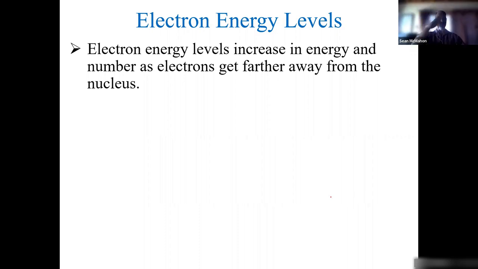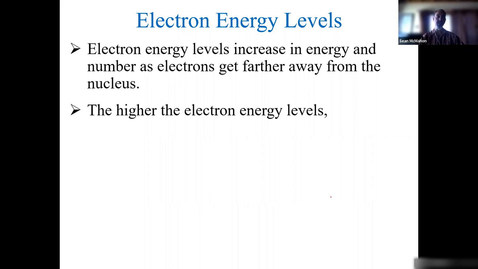And that's why when we go down the periods on a periodic table, as we get more protons, the greater atomic number, we get more electrons, and they have to go further and further away because we can only fit so many next to the nucleus in each energy level. So the higher the electron energy level, the more electrons it can hold.